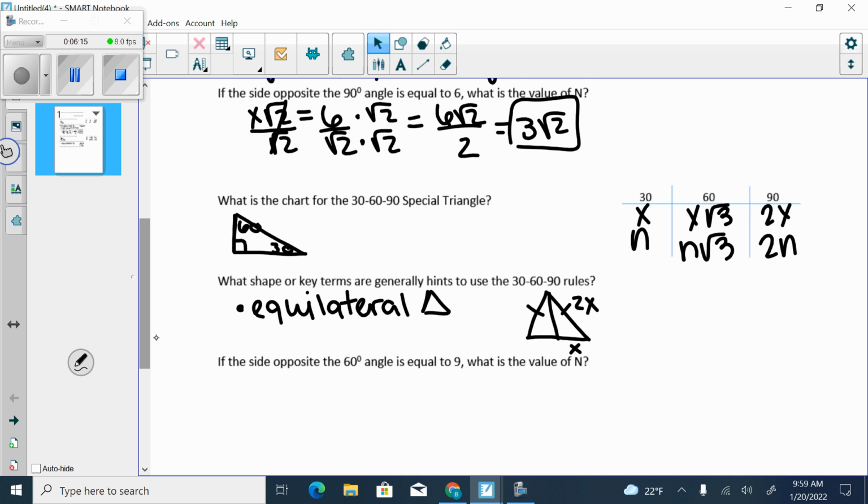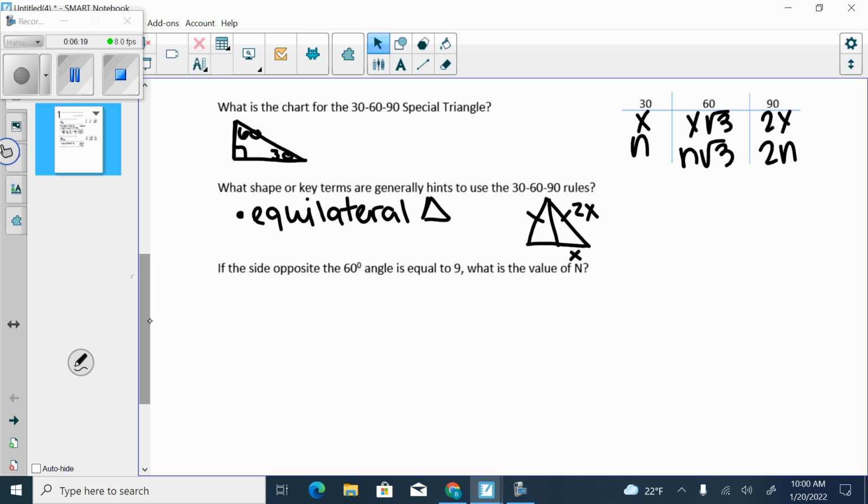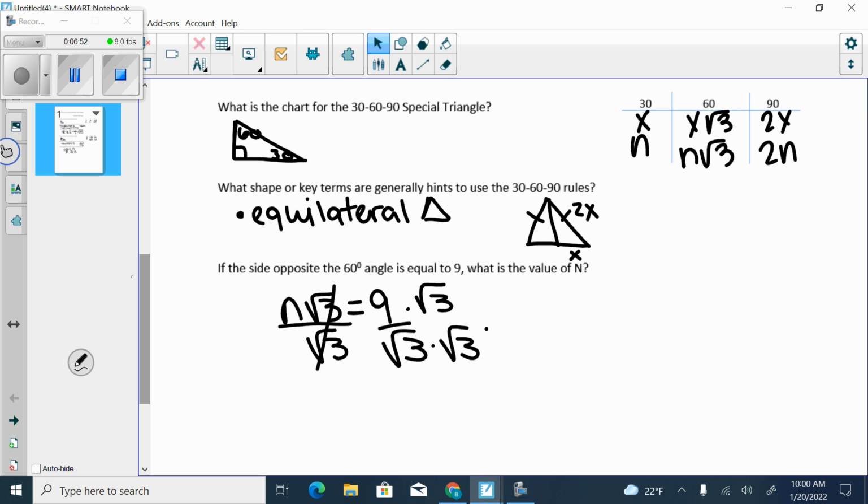Okay. All right, so then it says, if the side opposite of the 60 in this kind of a triangle is 9, what is the value of n? Okay, so what do we label the side across from 60? X square root of 3 or n square root of 3, good. Should be equal to 9, okay? So what will we do to solve? Divide. Okay, then what? Okay, so we end up with 9 over square root of 3, which simplifies, right? Very good. So there's our value for n.